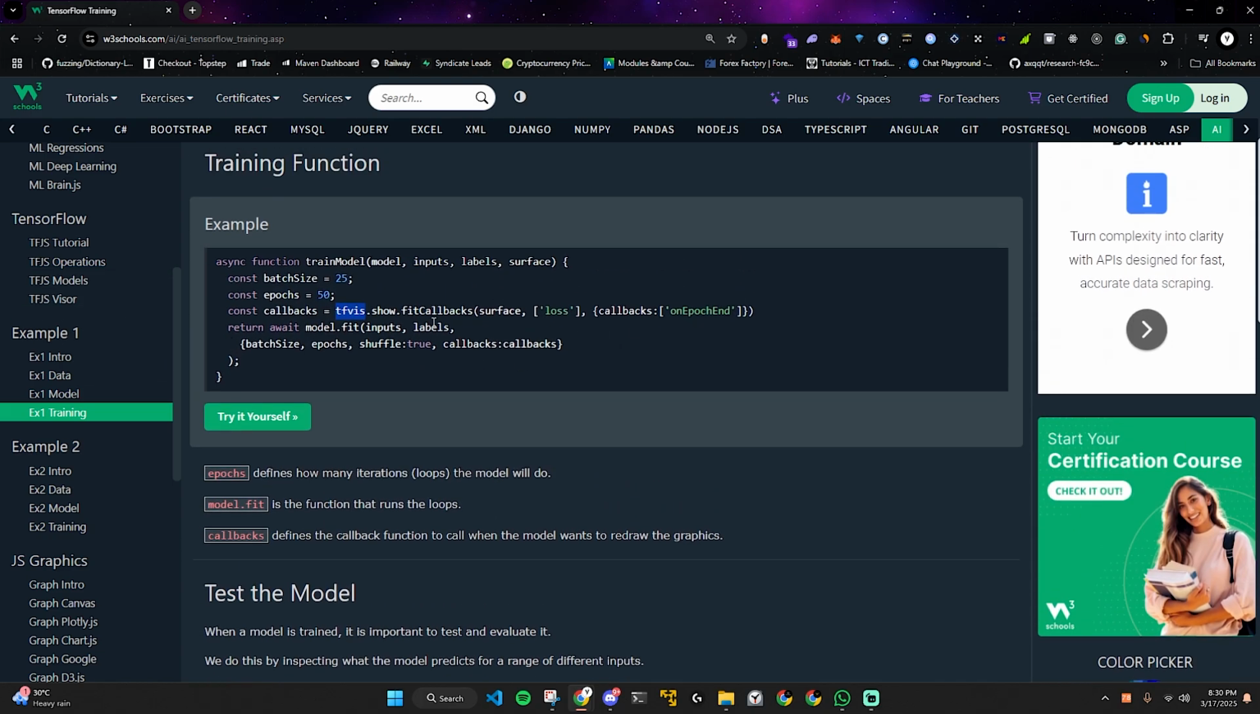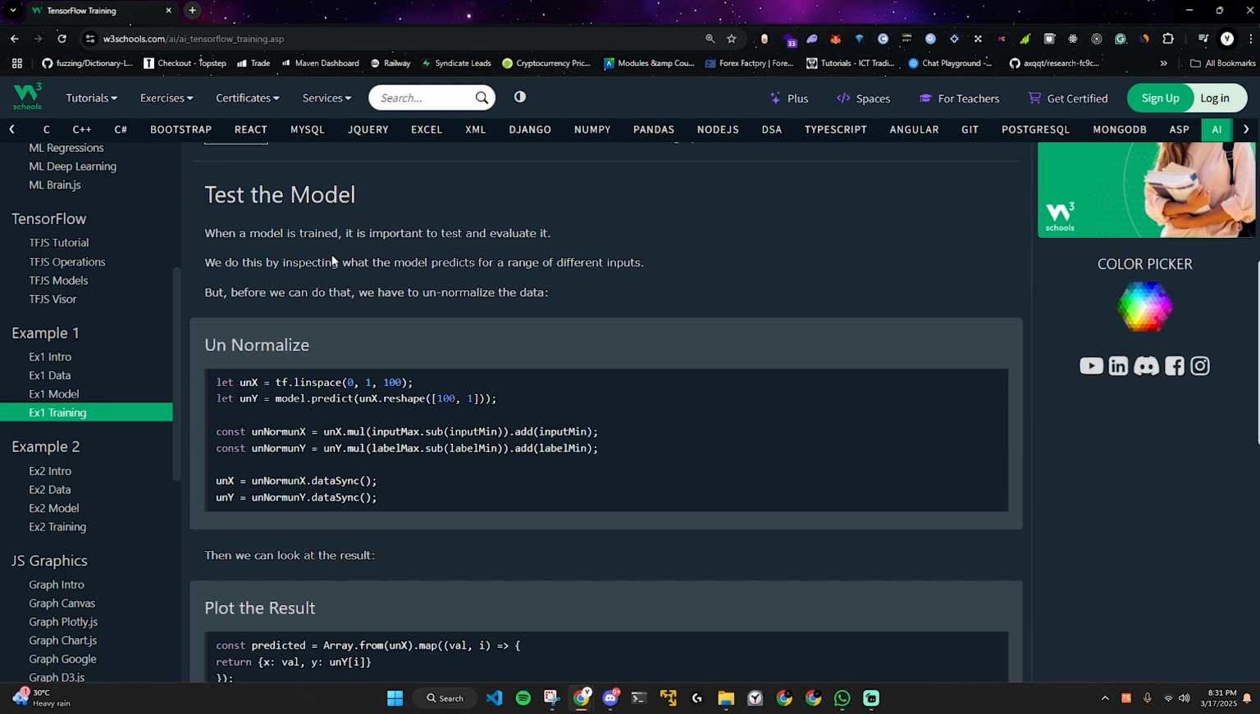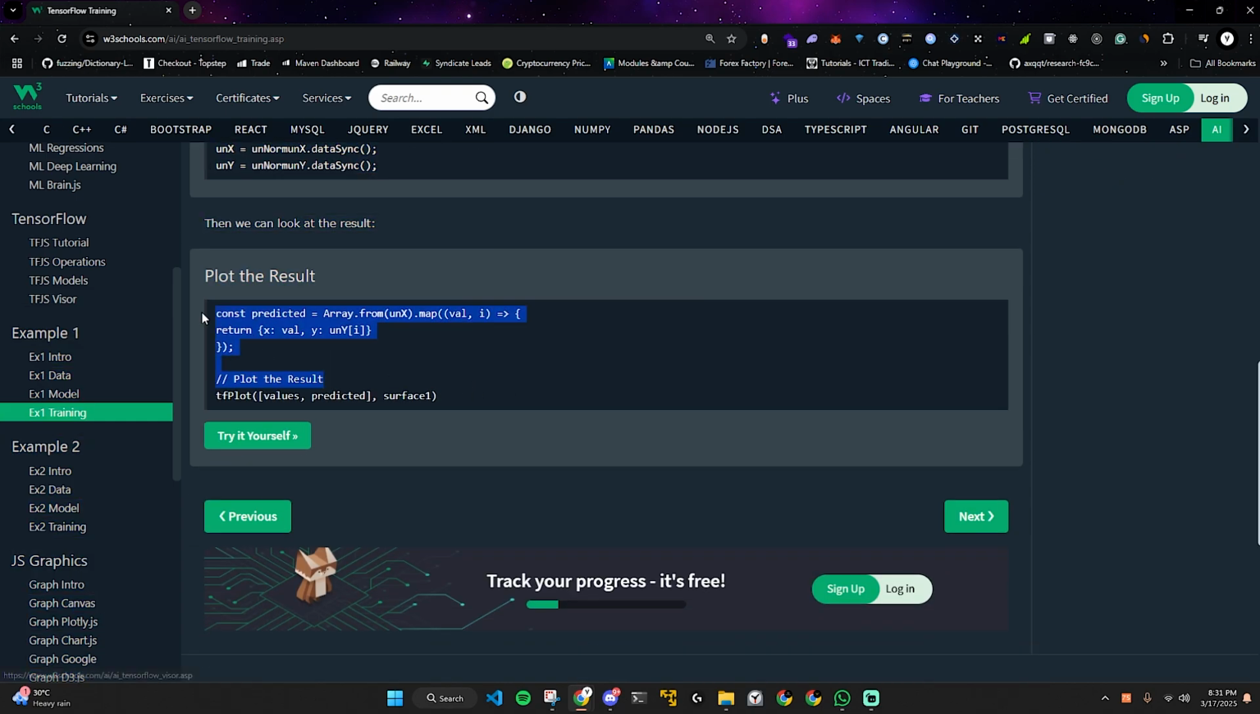So over here, this is the surface. The surface is where you want to draw it, and it's generally a div in JS. And this is where we can put everything together: the batch size, epochs, the shuffle, and the callbacks to redraw the graphics. We first normalize the data, and then we unnormalize the data. Once we unnormalize the data, we plot the actual data over here.